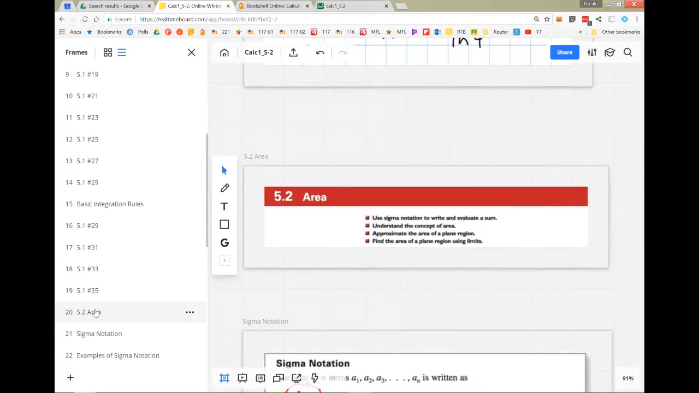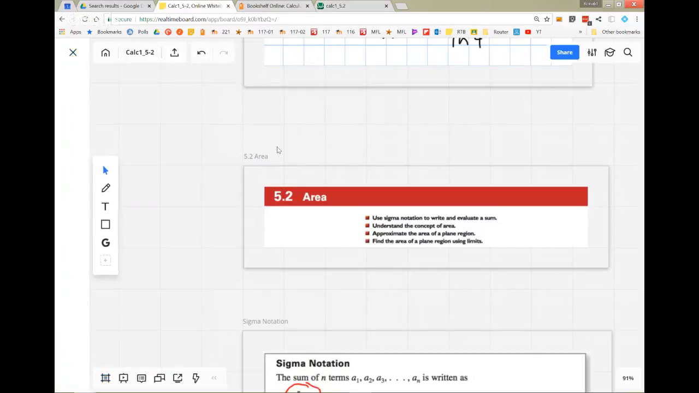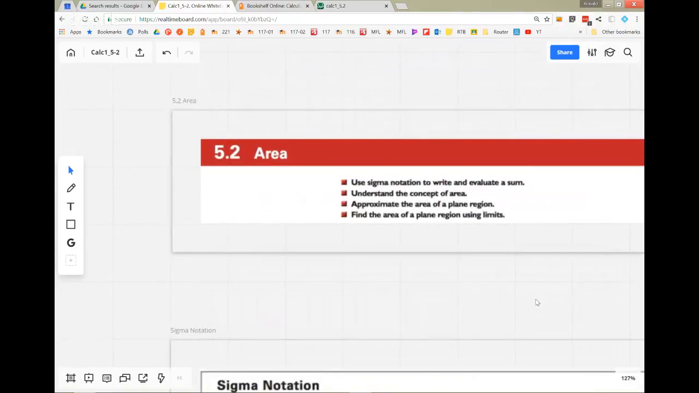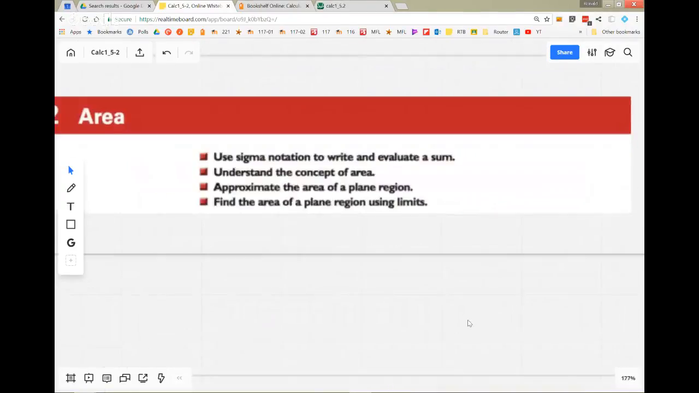The lesson is 5.2, and it's entitled Area. I told you that when you're doing an integral, one of the miracles is that if you can take the integral of any function, that'll give you the exact area under the curve, no matter how crazy shaped the curve is. So you zoom in on this a little bit, and we can look at the subheadings here.